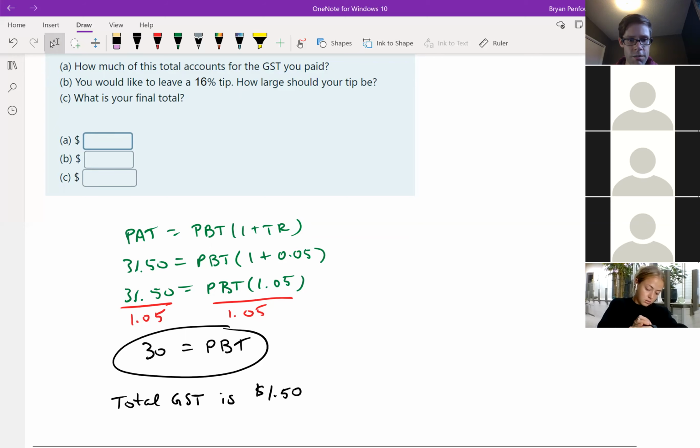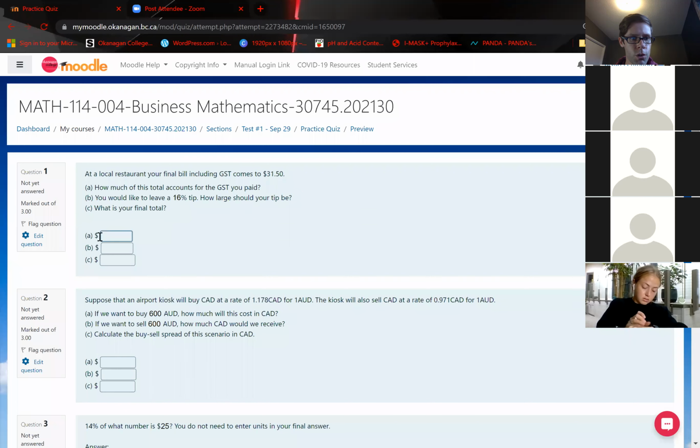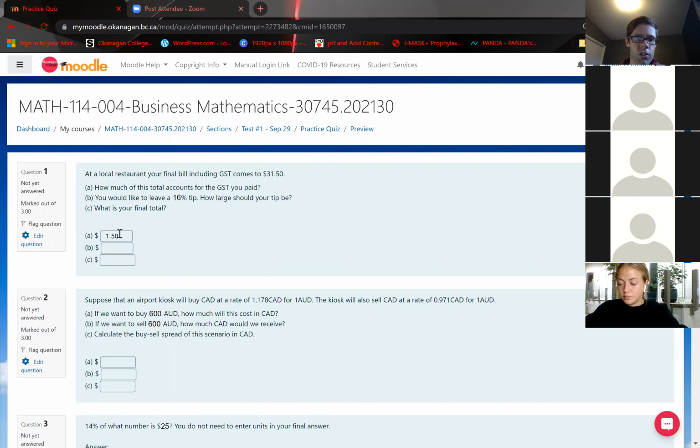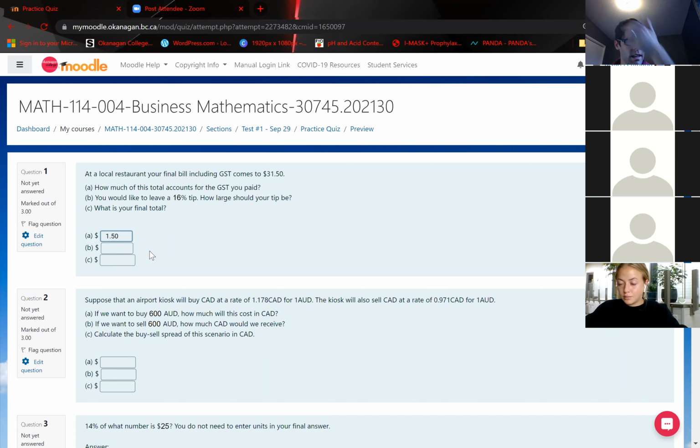So I'm going to take that $1.50. I'm going to come back over here and notice that the dollar sign is here already, so I don't need to input the dollar sign. I'm just going to put my 1.50 in like this. So that would be the expectation for Moodle. It's just going to expect that final answer. Most of the time, you don't even have enough space to put any work in here anyway. And that's essentially what we want.